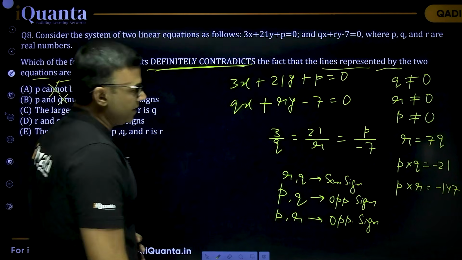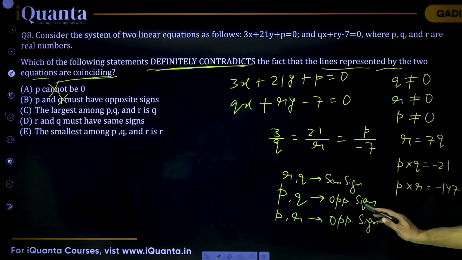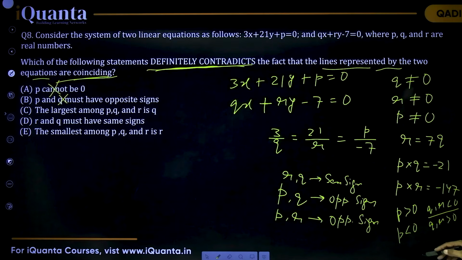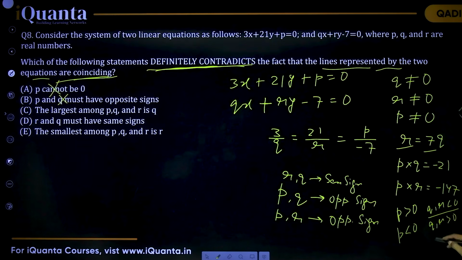Largest among P, Q, R is Q. You see, if I take P positive, then clearly Q and R are negative. So Q cannot be the largest. Similarly, if I have P less than 0, then Q and R will be positive. But if Q and R are positive, then Q will be smaller than R, as you can see, R is 7 times Q. So in that case, R will be greater than Q. So whether it is this case or this case, Q cannot be the largest.